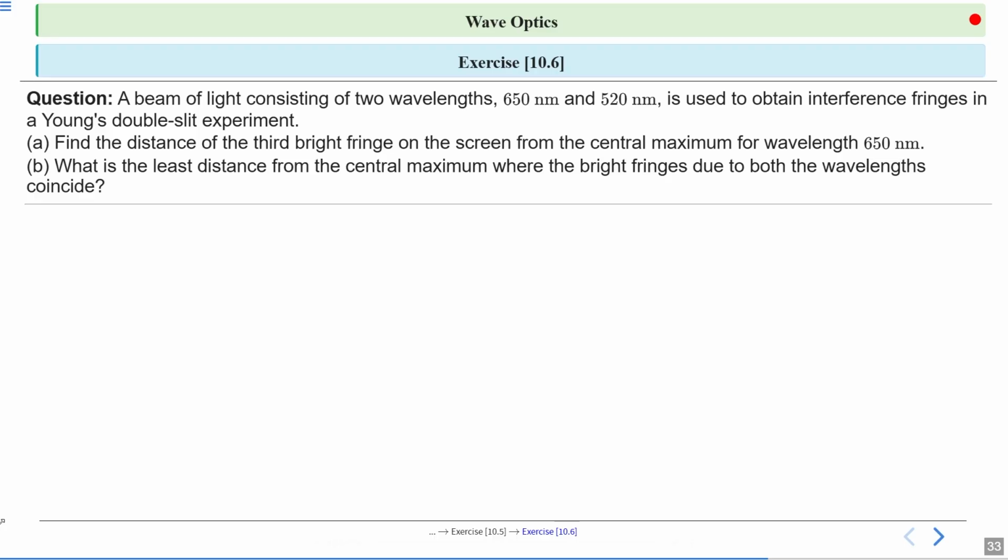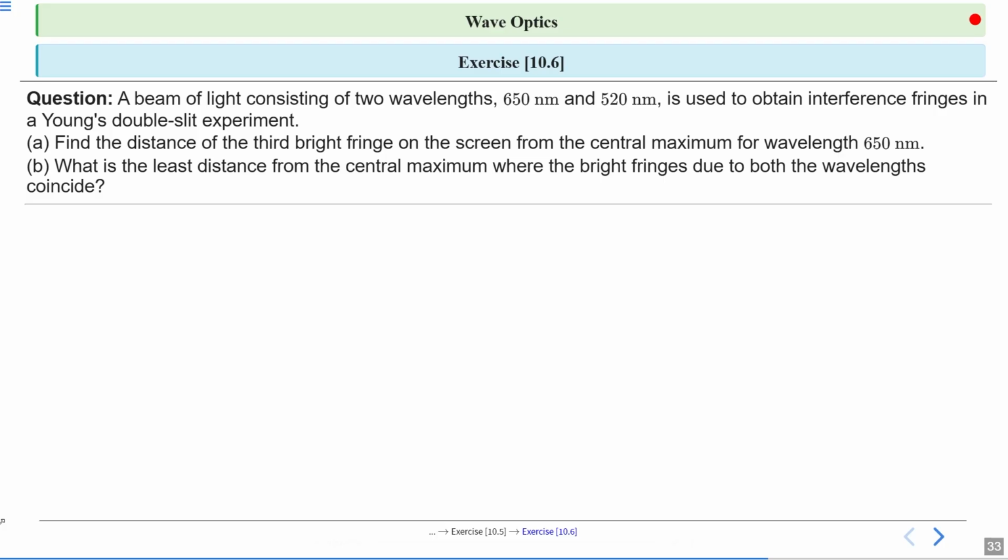Now, coming to our last question, there are two parts in the question. Part A of the question asks us to find the distance of the third bright fringe from the central maximum for a wavelength of 650 nanometer. So this problem tests your understanding of how to calculate fringe position using the interference formula.